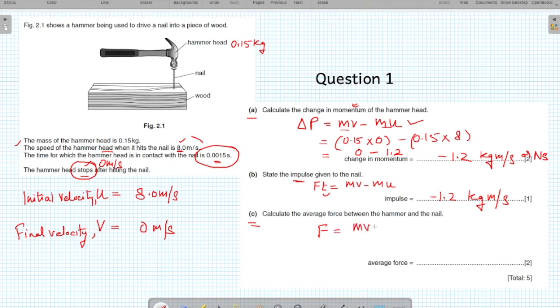Force will be mv minus mu over the time. mv minus mu you have already calculated. Substitute the values over time. Time is 0.0015. So how much is the value of average force? If you do the calculation, you should get your answer as 800 newtons.